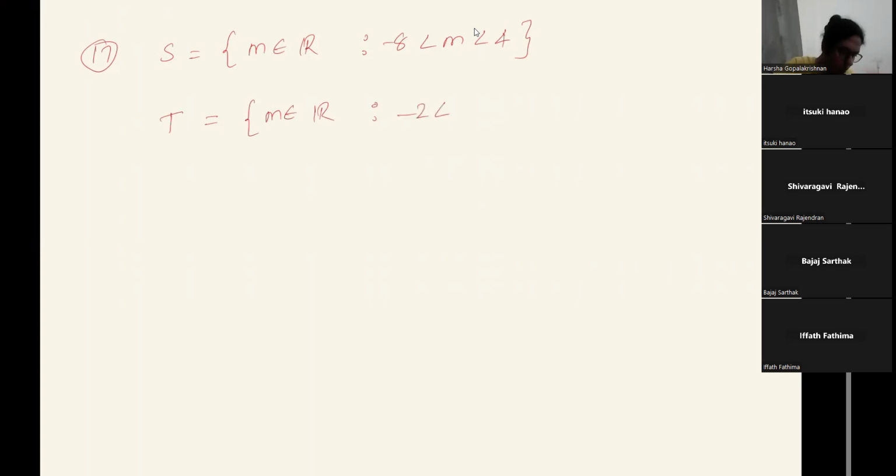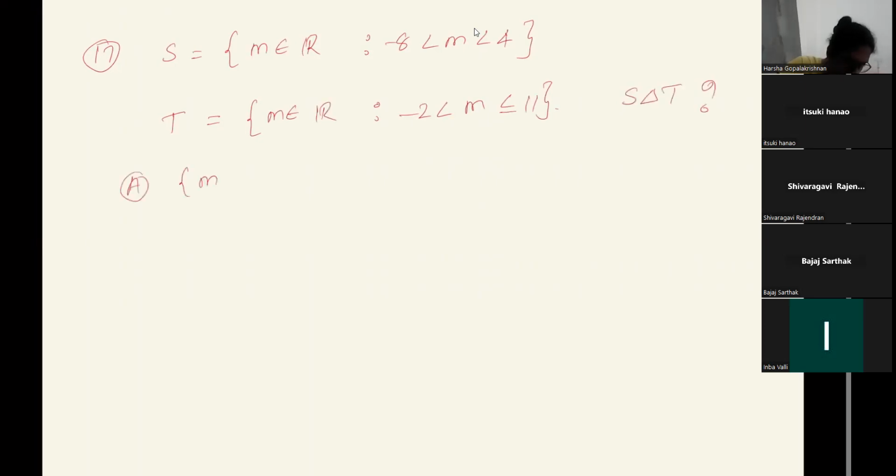Okay, now let's do a question on the symmetric difference. Given two sets, S is the set of all elements M in R such that -8 < M < 4, and T is the set of all M in R such that -2 < M ≤ 11. The question is to find the symmetric difference of S and T. Let us see the options.